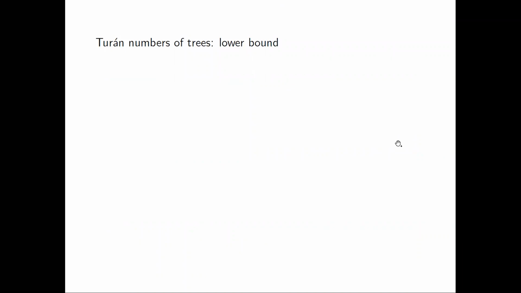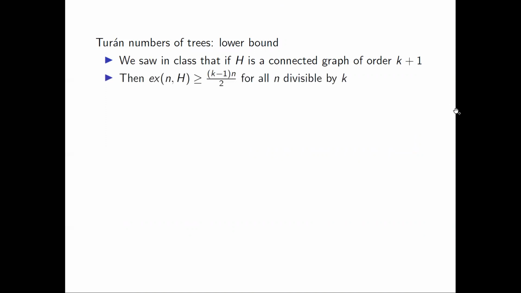Now that we looked at the upper bound, it makes sense to look at a lower bound for the Turan extremal functions of trees of order k plus 1. We've actually looked at this lower bound already for some other families of graphs, but it has the same construction. And it's actually a very general lower bound that holds for all connected graphs of order k plus 1. So the lower bound is ex of n, H is greater than or equal to k minus 1 times n over 2 for all n divisible by k, as long as H is a connected graph of order k plus 1.